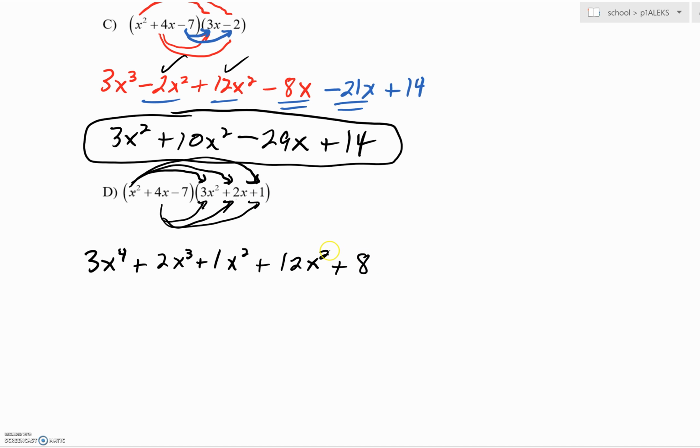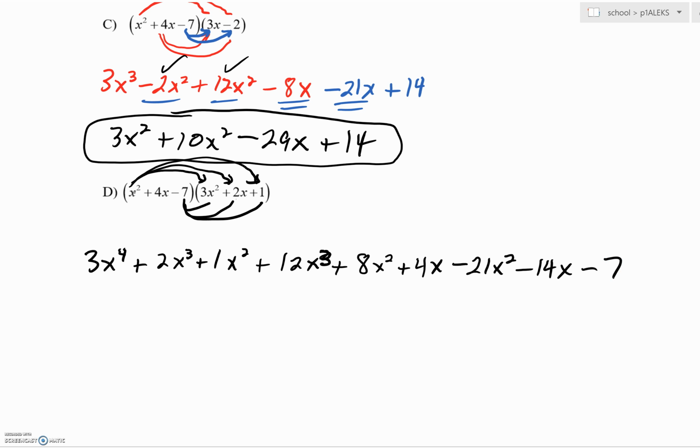Actually, it's 12x cubed. I'm sorry. 4x times 3x squared is a 12x cubed. 4x times 2x is an 8x squared. And 4x times 1 is just going to be a 4x. We have one final distribution, and that's going to be distributing that negative 7. And once you do that, you'll be able to start adding like terms. You'll have a minus 21x squared, negative 7 times 3x squared. Negative 7 times 2 is a negative 14. You get negative 14x. And negative 7 times 1 is negative 7.